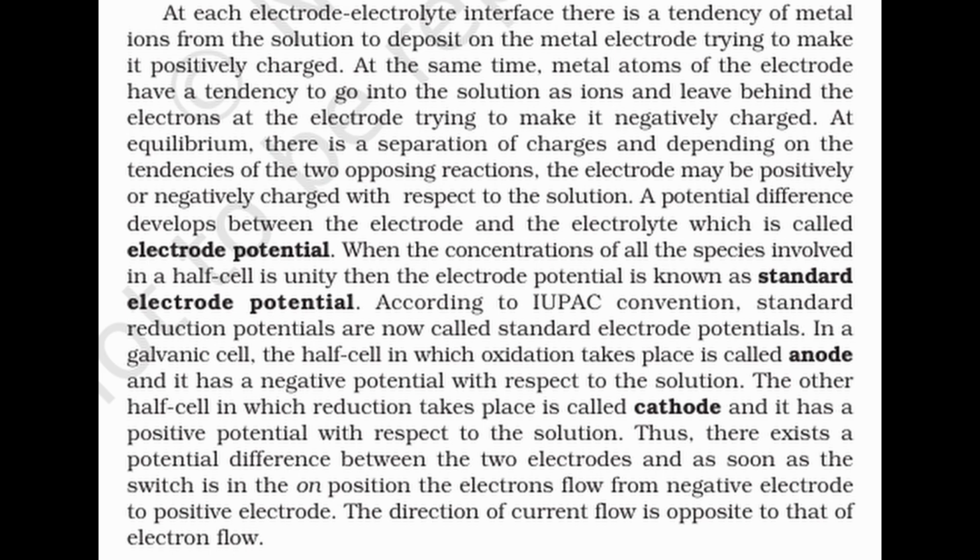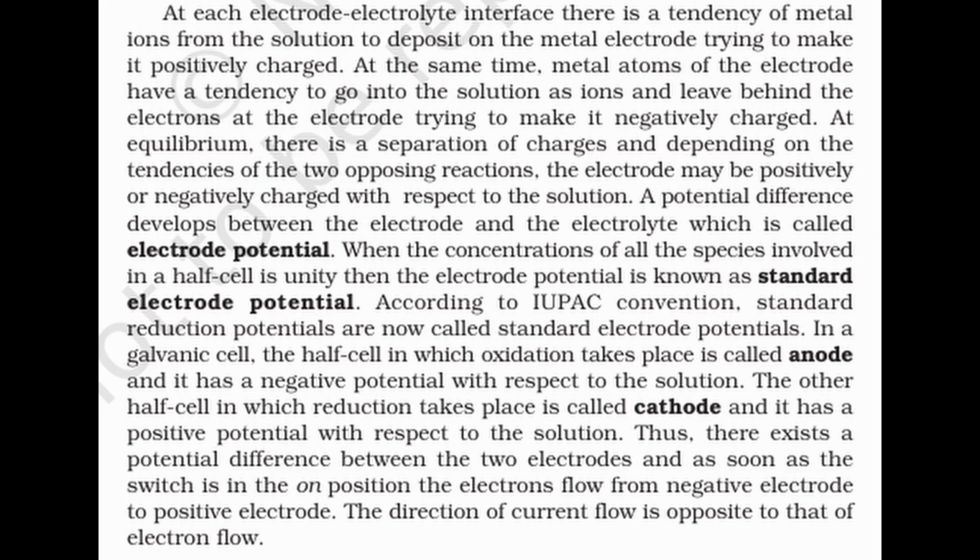When all species in a half cell are present in unit concentration, the electrode potential is known as the standard electrode potential. According to IUPAC convention, these are expressed as standard reduction potentials. In a galvanic cell, the half cell where oxidation takes place is called the anode, and it has a negative potential with respect to the solution.